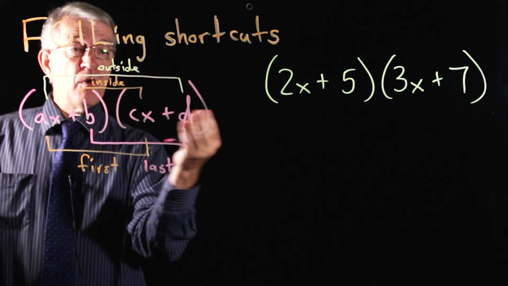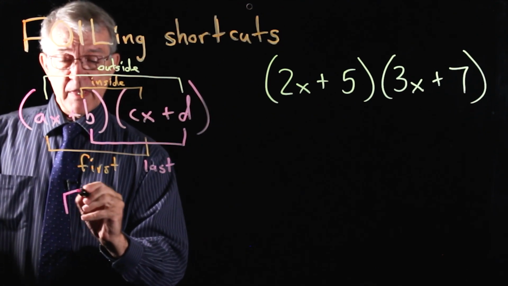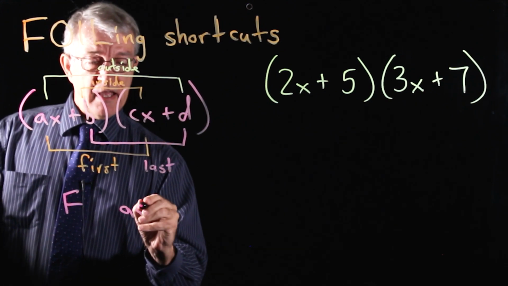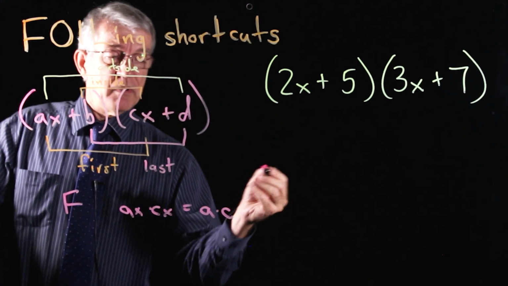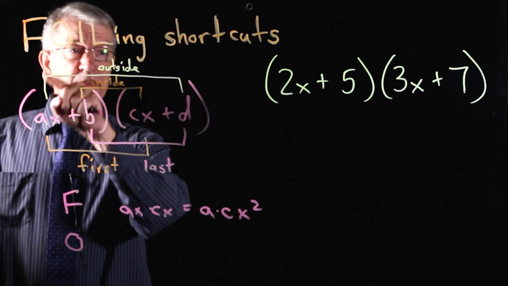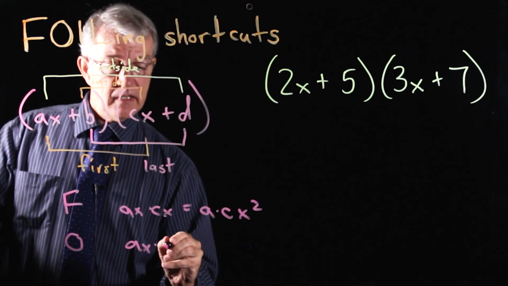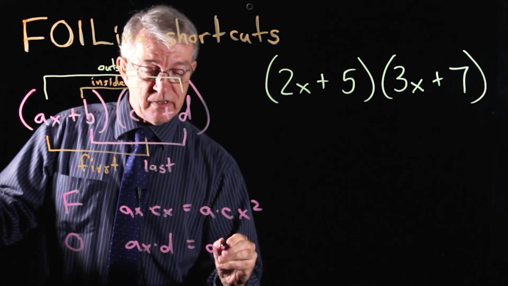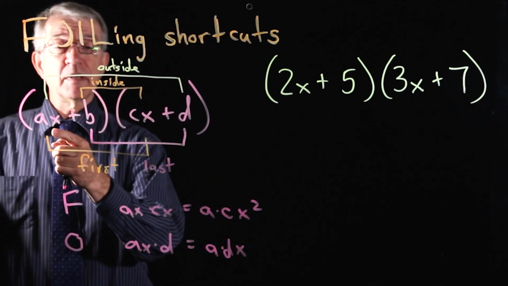And so if I were to FOIL this generic problem, bear with me, it only goes for a minute. We have the F, this is the first, the AX times the CX. AX times CX equals A times C, I've put my numbers in the front, times X squared. And then the O, this is the outside, I have the AX times the D. And again, we mathematicians like to put the numbers in the front and the letters at the end. So A times D, and then the X variable at the end.